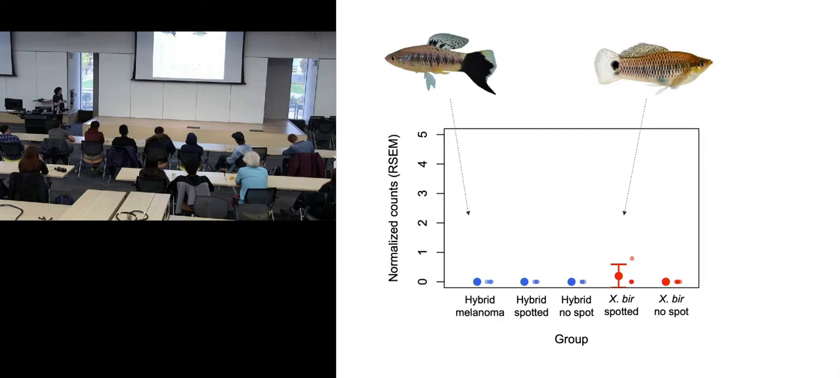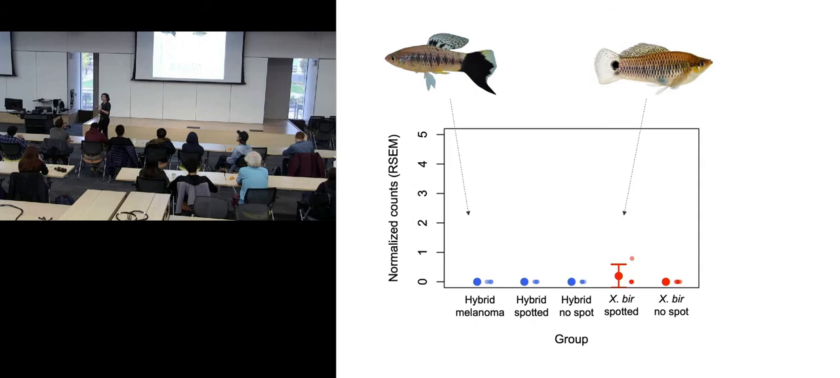So if you look at expression, regardless of spotting phenotype, at the time in which melanoma develops, we don't see evidence of expression of this gene in the right tissue. So our speculative thought about what's going on with this particular GWAS hit is that perhaps it's important in the early patterning during development.